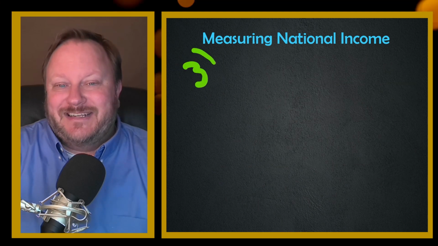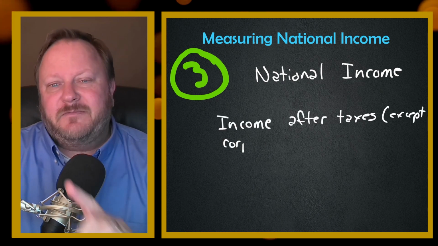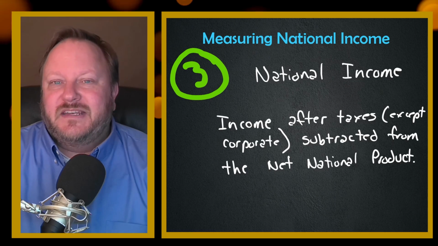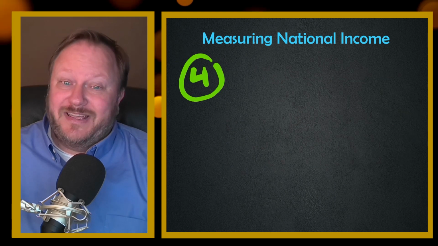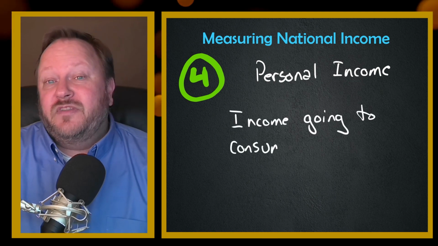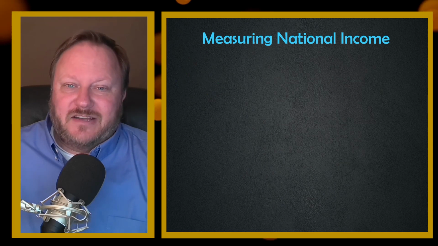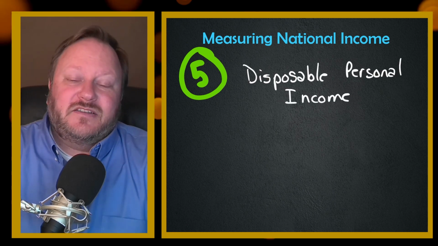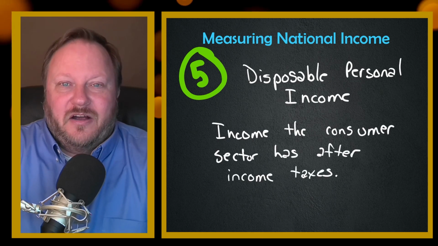The next thing we would look at is national income. This would be the income that is left after all taxes, except for those connected with corporations. And then that is subtracted from the net national product. So that's the third. The fourth is personal income. Personal income would be the income going to consumers before the income taxes are subtracted. And the last factor in measuring national income is disposable personal income. This is the income that the consumer sector has at its disposal after personal income taxes are taken out.